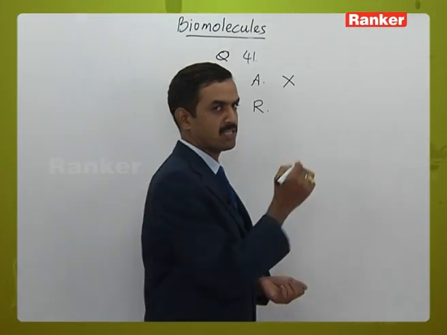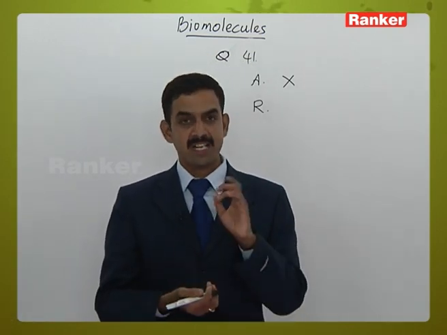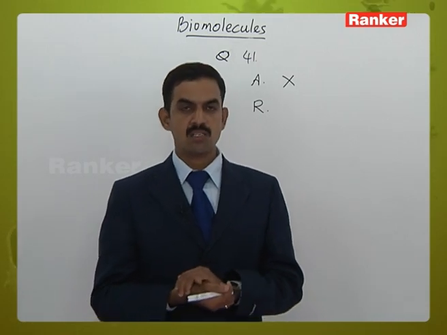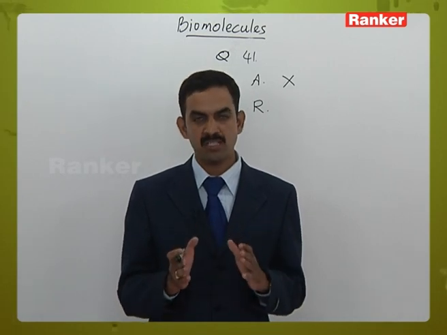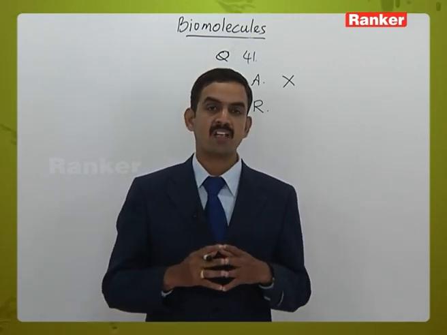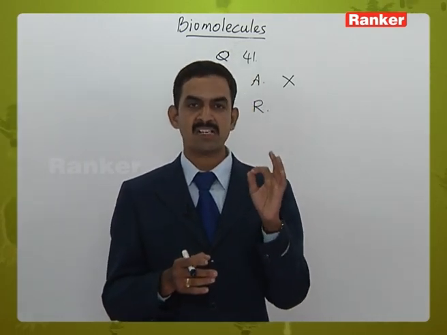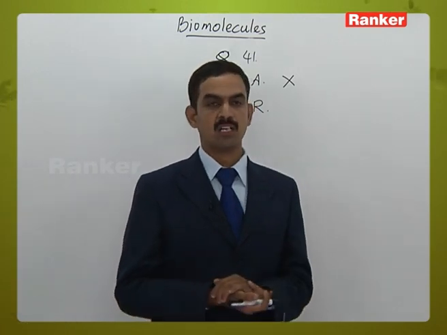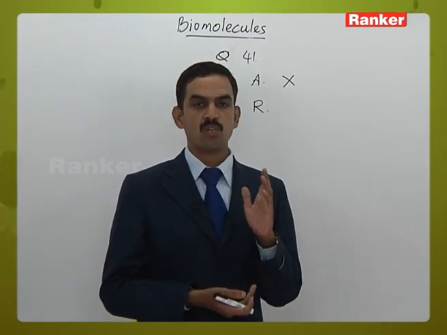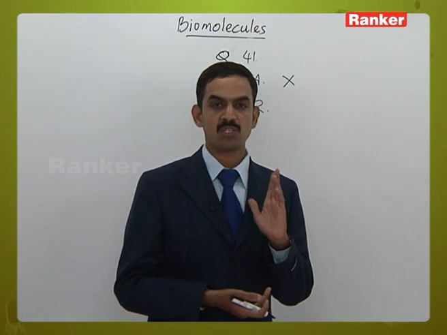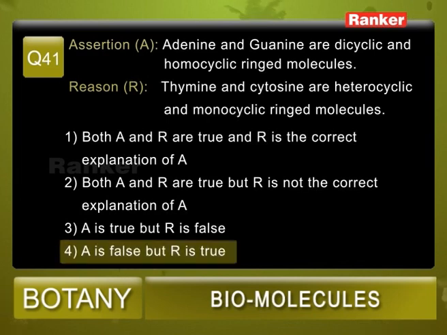Then coming to the reason statement. Thymine and cytosine are both pyrimidines. These are heterocyclic compounds, correct, because each of them is made up of two different types of elements, carbon and nitrogen. And these are monocyclic ringed compounds. That is also correct, because they are made up of only one ring structure. So thymine and cytosine are monocyclic and heterocyclic compounds. So the reason is correct. Question number 41, the correct answer is 4.